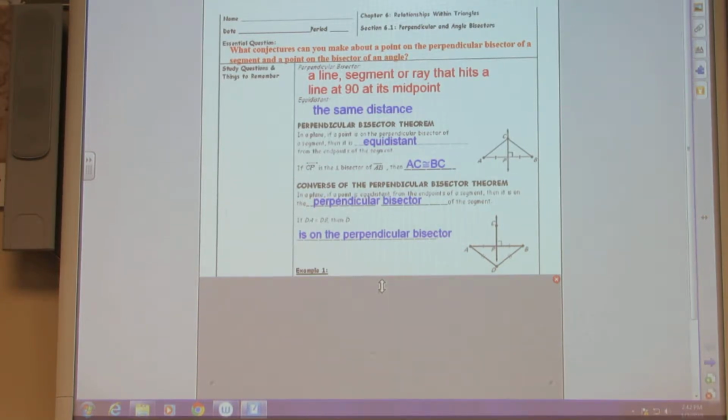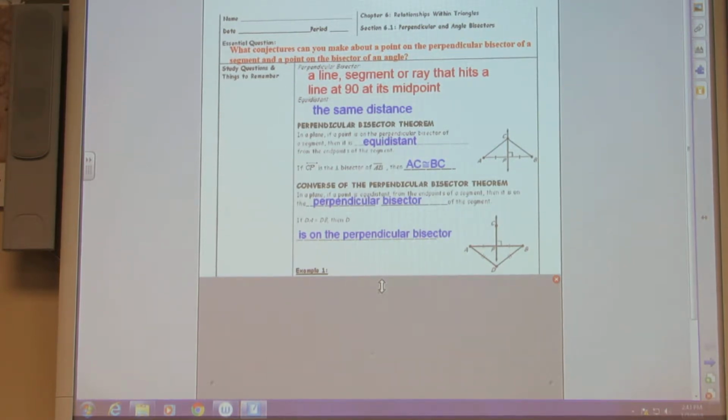The perpendicular bisector theorem says in a plane, if a point is on the perpendicular bisector of a segment, it is equidistant from the endpoints. So in the first picture there, we have line AB with perpendicular bisector CP. So AC and BC are going to be equal, and we then have an isosceles triangle ACB.